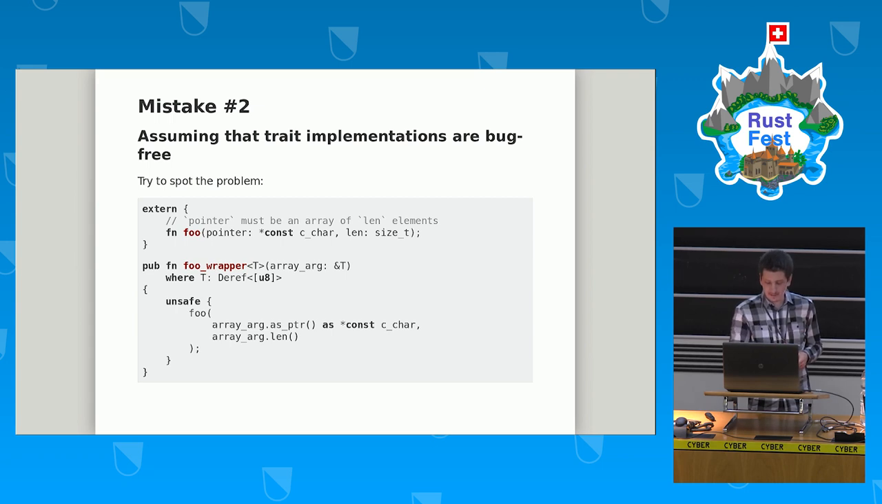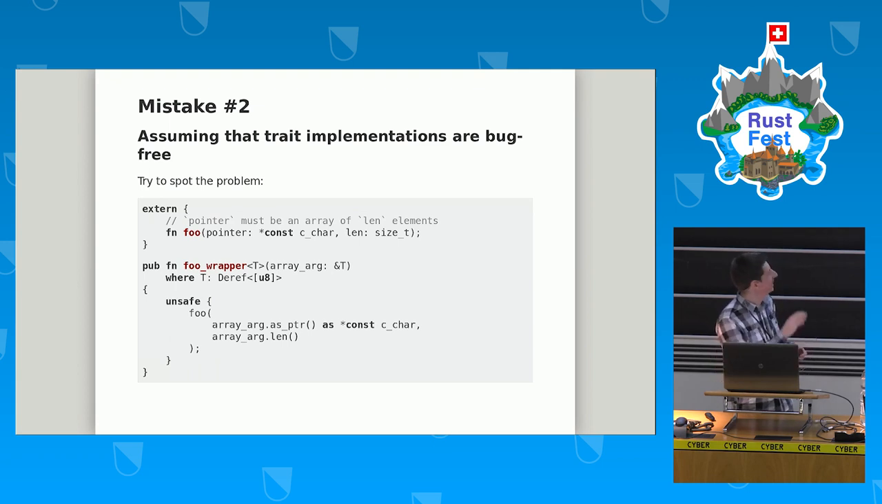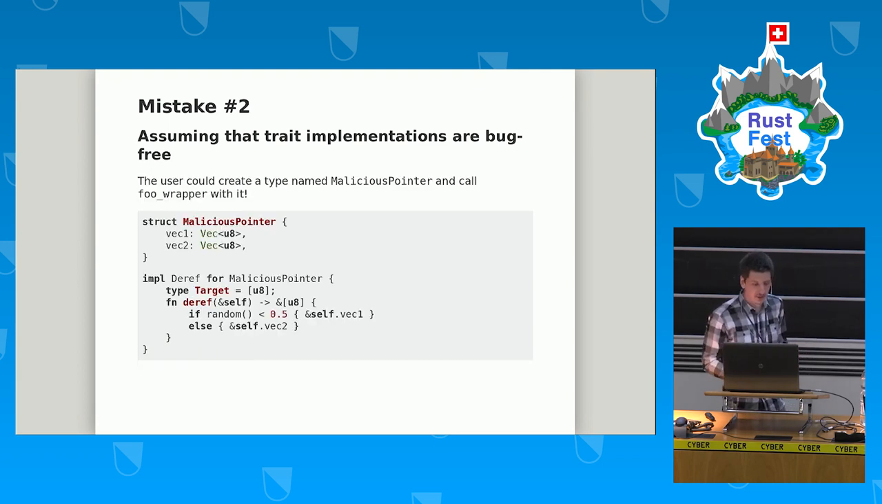Yes, that's the problem. So the problem here is that since foo wrapper can accept anything, the user of your library can simply write a malicious pointer. It contains two fields, two Vecs. And the user implements Deref on malicious pointer. And half of the time, the deref function is going to return the first Vec, and half of the time, the second Vec.